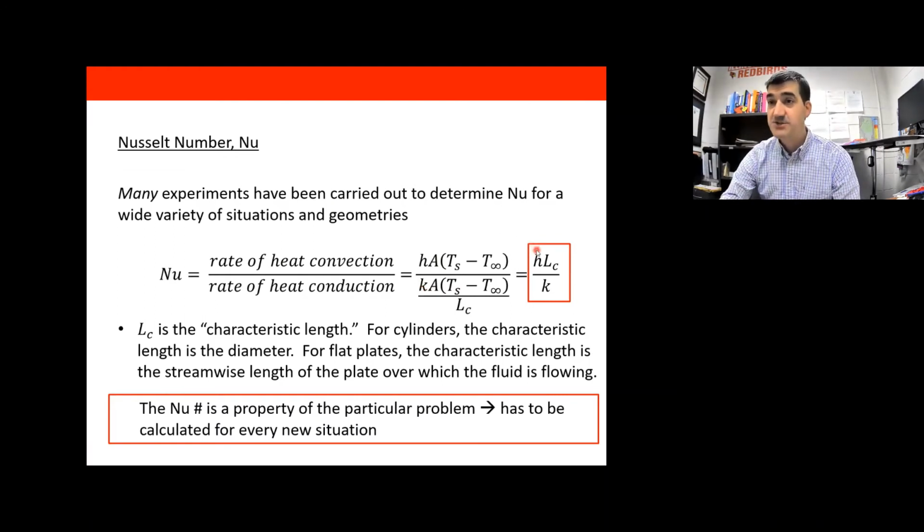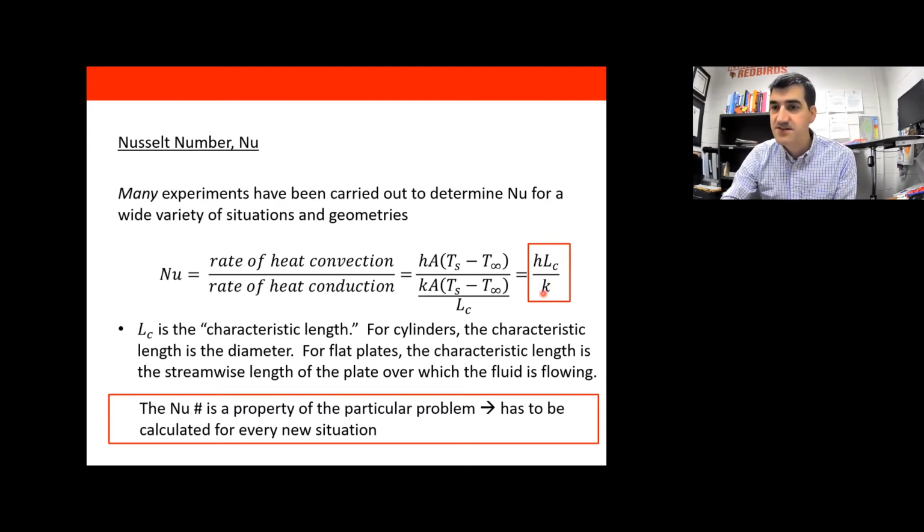So this H here is actually what we want. We're doing most of this work, finding the Prandtl number, the Reynolds number, the Nusselt number, trying to find this H right here. Now it appears in the Nusselt number, which is good for us because that's ultimately what we want to find. That's the convection heat transfer coefficient. L sub C is our characteristic length, like we talked about a minute ago. And K is the conductivity of that fluid.